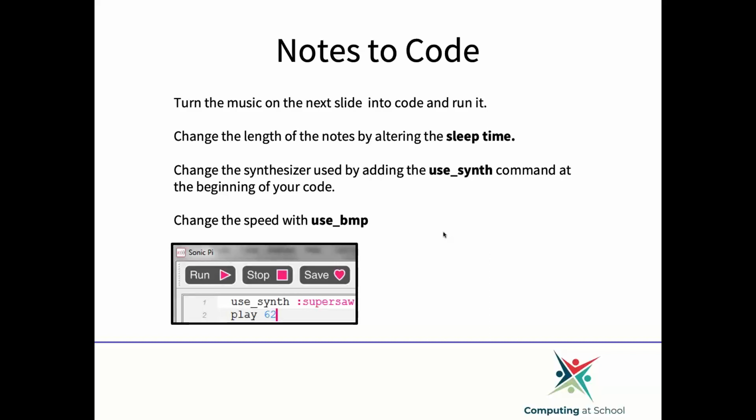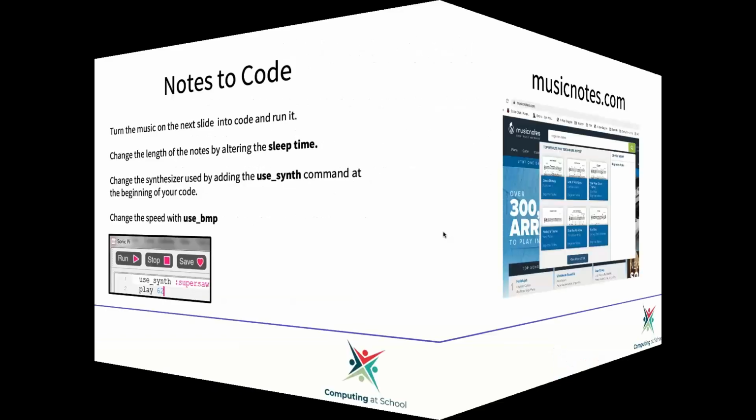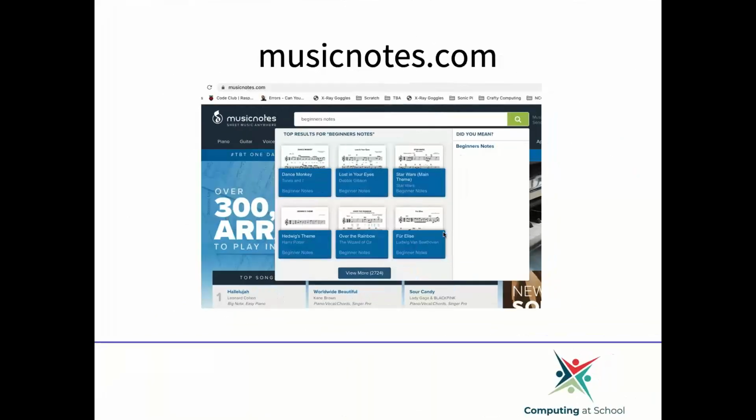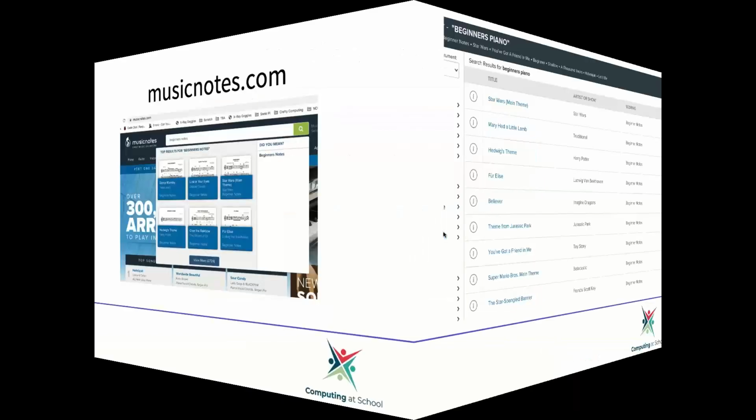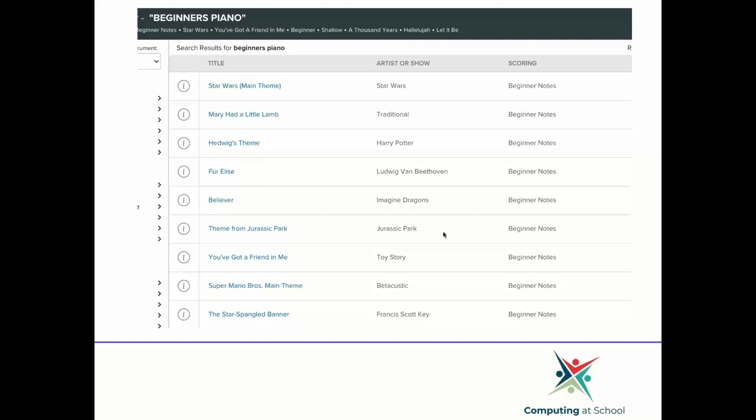So plays, sleeps, then using synth at the start. Okay, once I've done that, there are lots of different things that you can do. But what children do like is if it's quite bespoke to them, what they're actually going to create. So I go to musicnotes.com, a website with loads of sheet music on it. And in there, if you type in beginner's notes or beginner's piano, like I've done in the search bar, you can find lots of popular pieces of music.